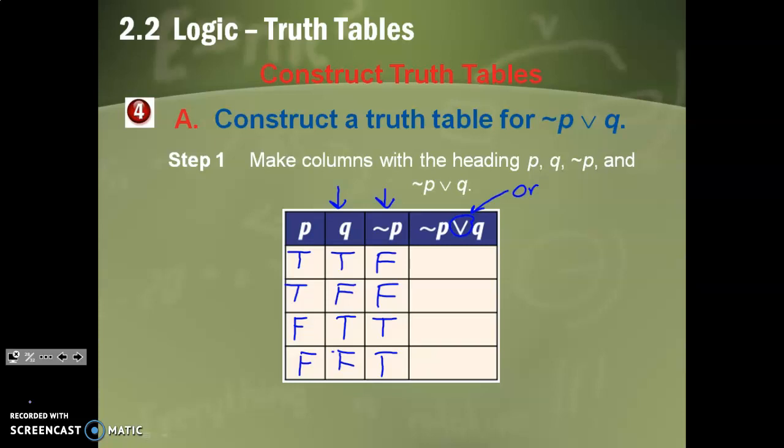So or, we only need one of them to be true. So here, since Q is true, this is true. Here they're both false, so this is false. True, true. Well, we only need one of them, but we got two of them, but it's true. And then false, true. Well, not Q or not P is true, so therefore, or, we only need one of them to be true.